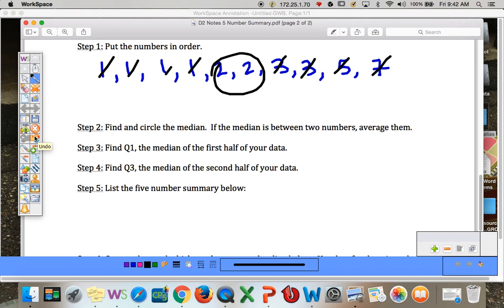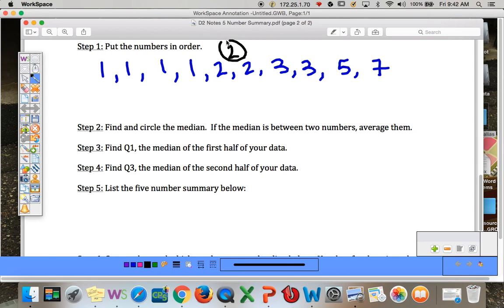Add them up, divide by 2. All right, so what I'm going to do is write in this middle 2 right here, which is our middle number. It's not in our data set because we had to average the numbers, so I'm going to write it right here. Next, let's find Q1, which is the median of your first half of data.